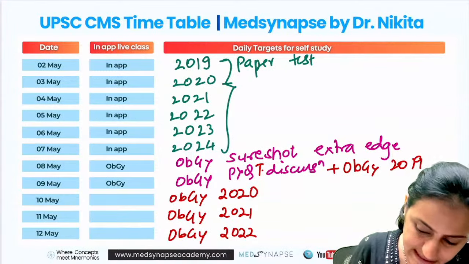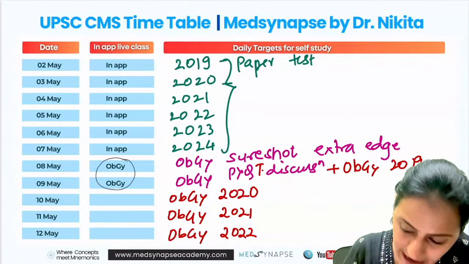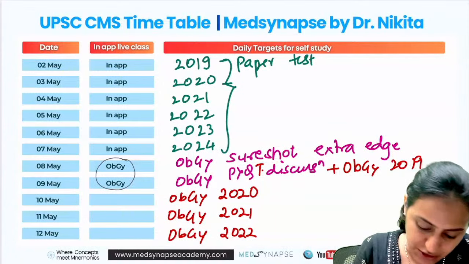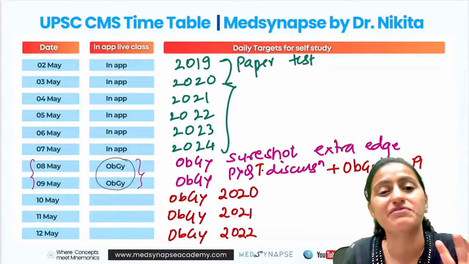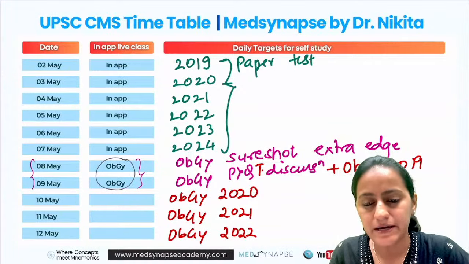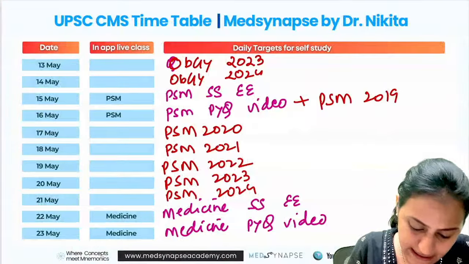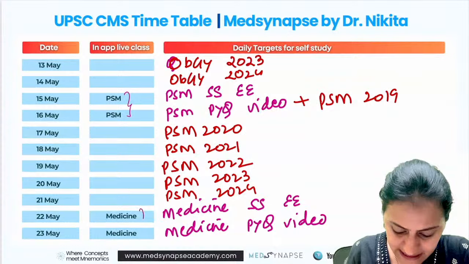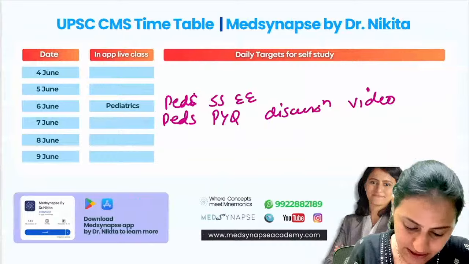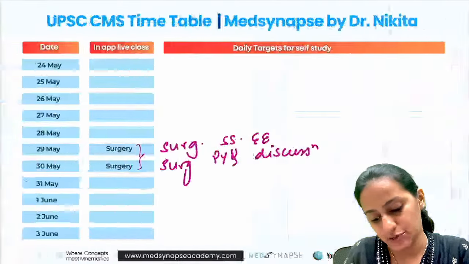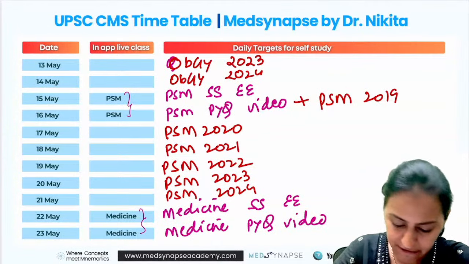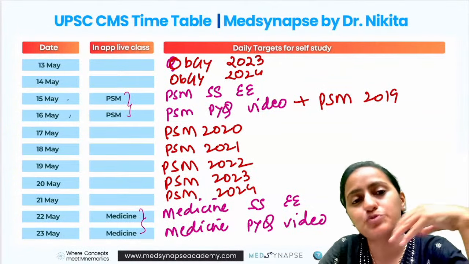For the live classes of the respective subjects, you will have OBGY coming up on 8th and 9th of May. Let me just quickly show you when you have your live classes for the 5 major subjects of UPSC CMS. The short will be covered here. OBGY on 8th and 9th, then PSM on 15 and 16, then medicine on 22 and 23, surgery on 29 and 30, and then on 6th of June it is going to be pediatrics. So basically, you have classes weekly: 15, 16, then 22, 23.